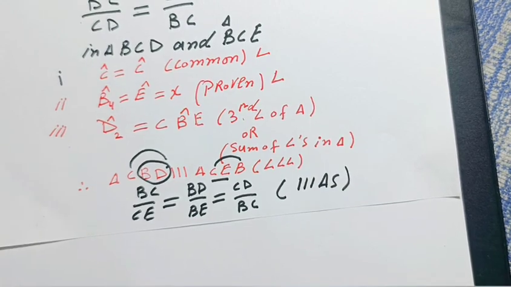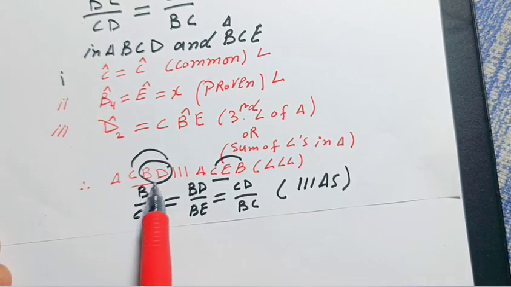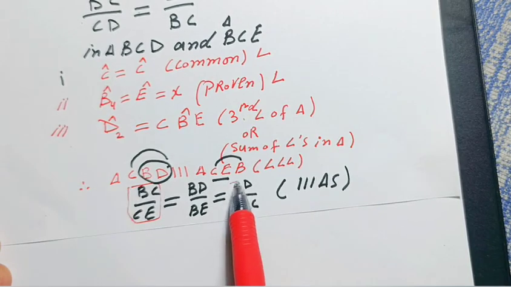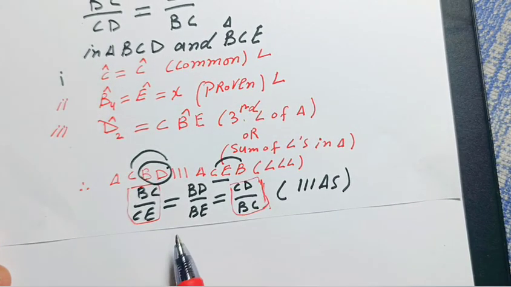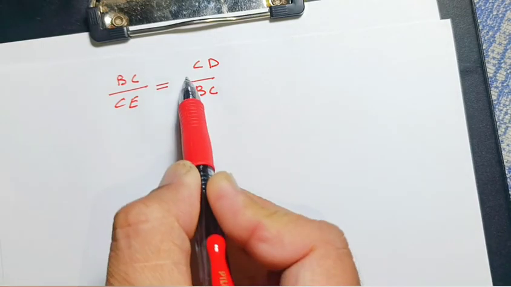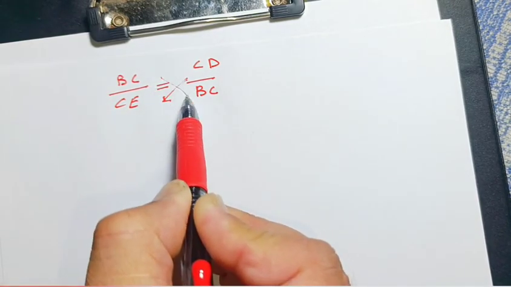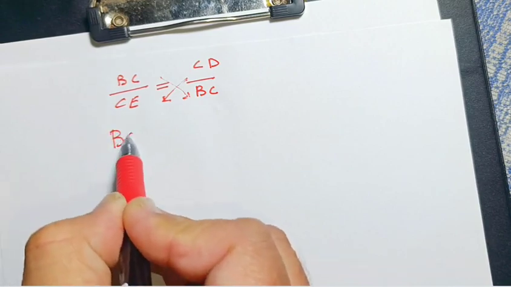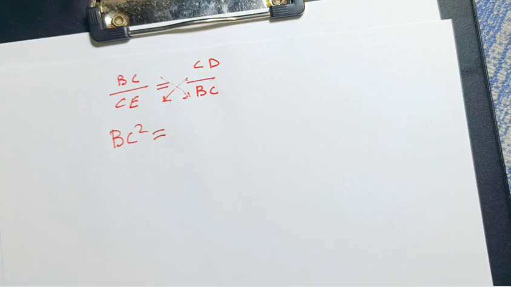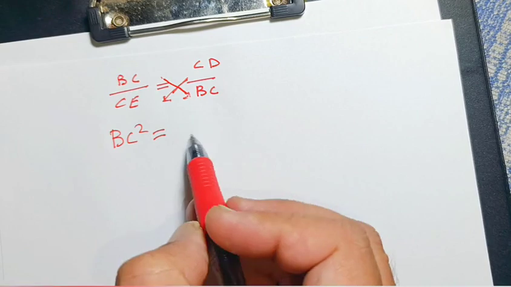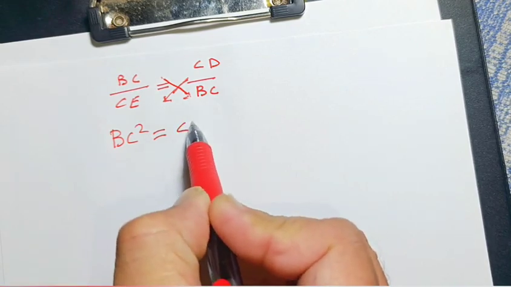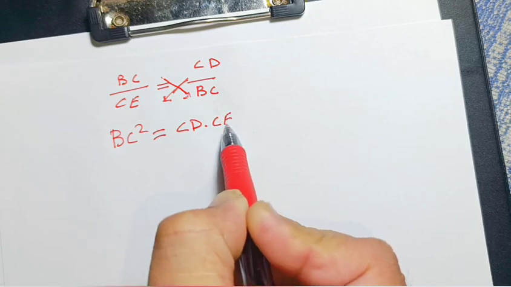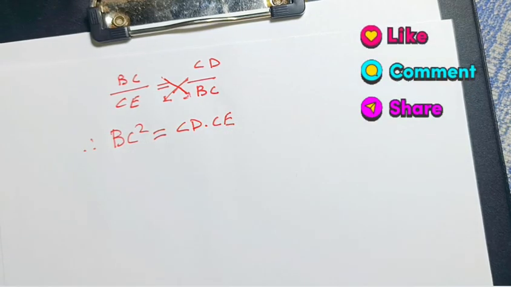Now we need to prove BC square. So we need a double BC. So we're going to use these two corresponding proportions. So we're going to cross multiply. So BC square is equal to CD times CE. Therefore, we prove this one.